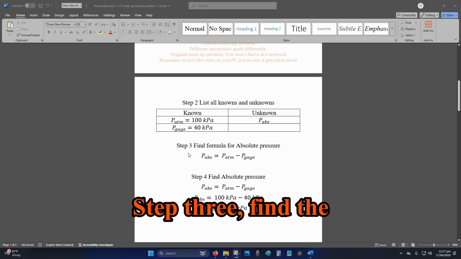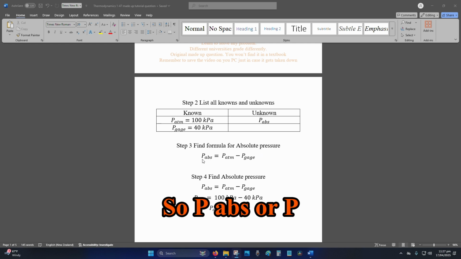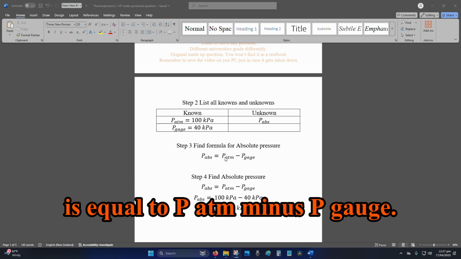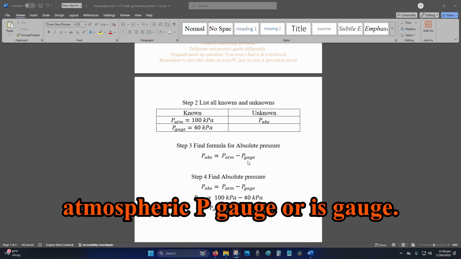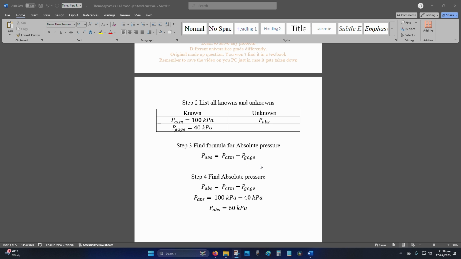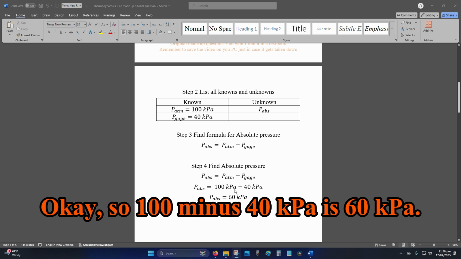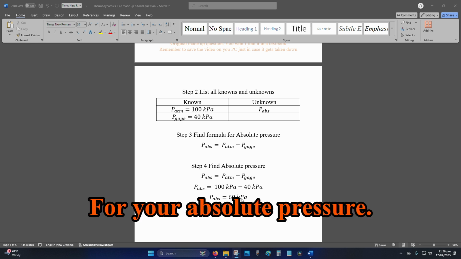Step 3, find the formula for absolute pressure. So P_ABS, or P absolute, is equal to P_ATM minus P_gauge. So ATM is the atmospheric, P gauge is gauge. Okay, so 100 minus 40 kPa is 60 kPa for your absolute pressure.